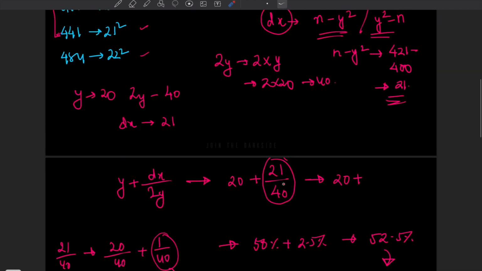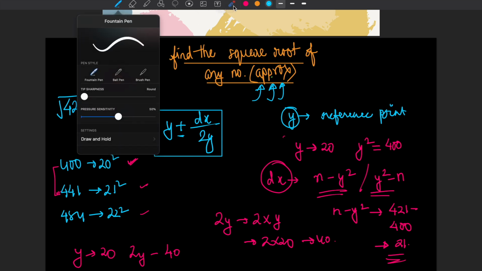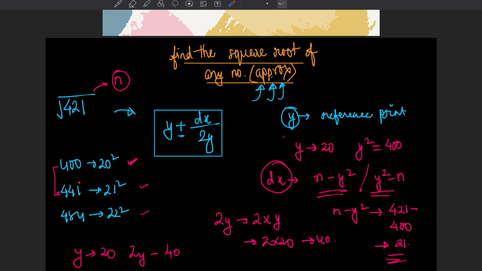And don't forget that the symbol over here, let me just correct this, it should be minus as well. So the symbol over here solely depends on the difference. If we take 441 over here, that is greater than the number, then we will use minus, because we are subtracting, right? If it is smaller, then we will use plus.